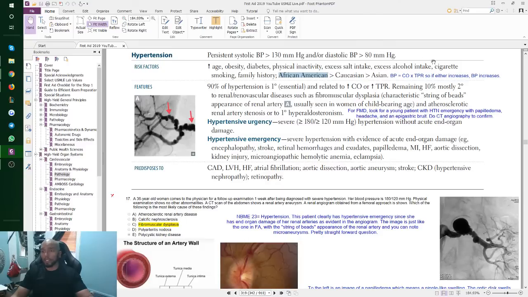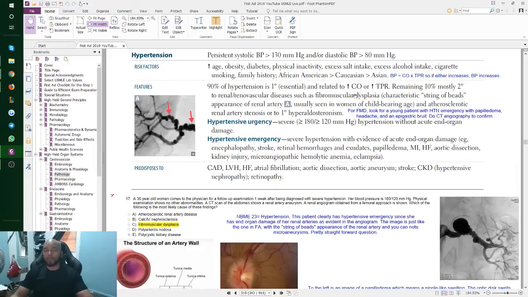Now, this equation from earlier in physiology: blood pressure is equal to cardiac output times total peripheral resistance. So if either one of these two things increases, your blood pressure will increase. If you have more cardiac output or an elevated total peripheral resistance, blood pressure will be higher. 90% of hypertension is just essential hypertension, primary hypertension. That's pretty much happening for no real reason, and it's going to be related to elevated cardiac output or elevated TPR based off of this equation right here.